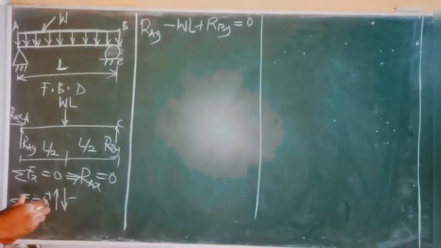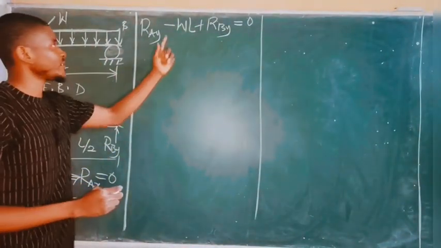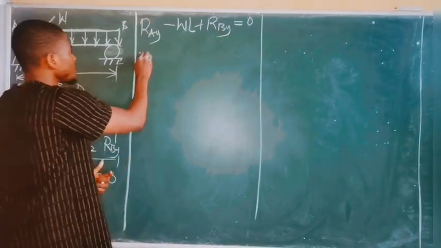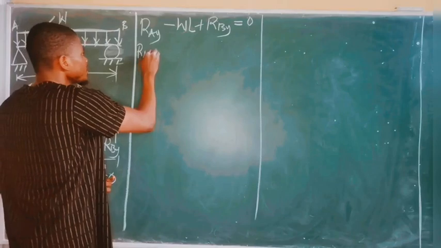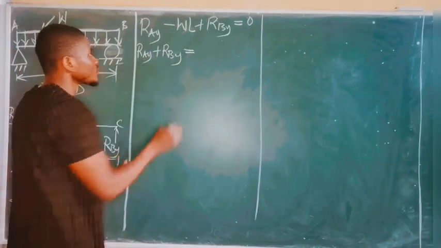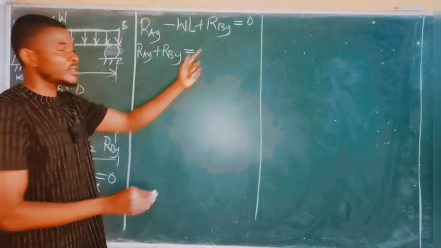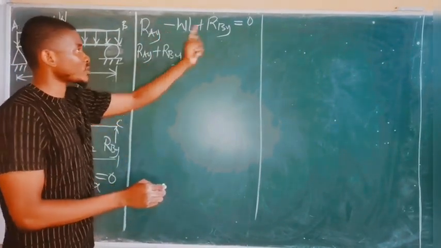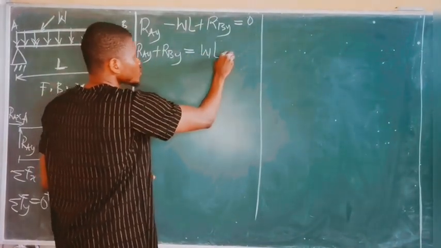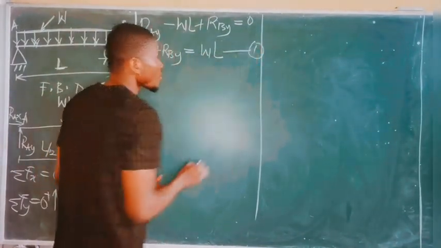So I have this. Now, having obtained this, I can simply send minus WL over to this side of the equation. So I will simply have that RAY plus RBY is now equal to, if I send minus WL over here, it becomes positive. Negative sign crosses an equal to sign becomes positive. So I'll simply have WL. So call this equation 1.